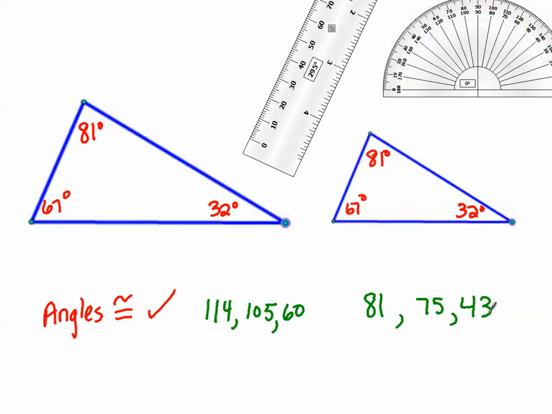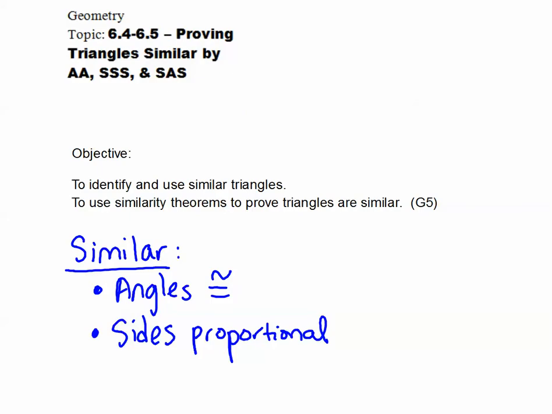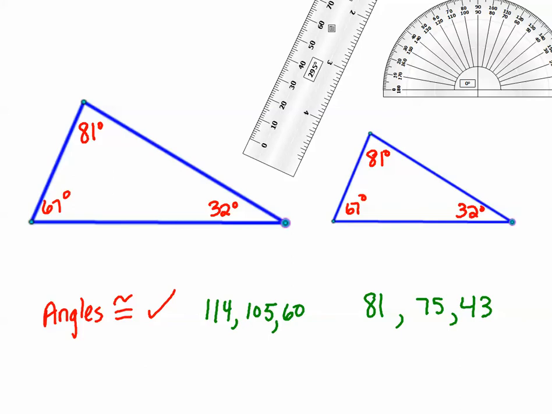Well, what did we say about the similar figures? Yes, the angles have to be congruent and the sides have to be proportional. Well, I made the two triangles have angles that are congruent. What do we see about the sides? Well, let's set up ratios. That's what proportional means. The ratios are equal.